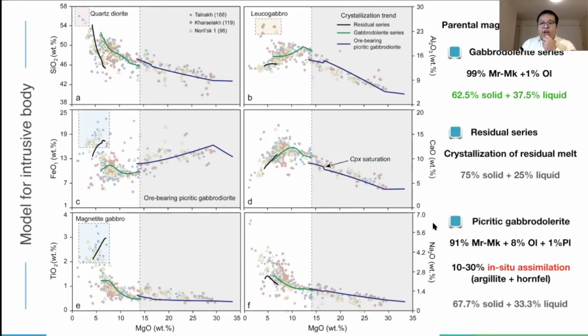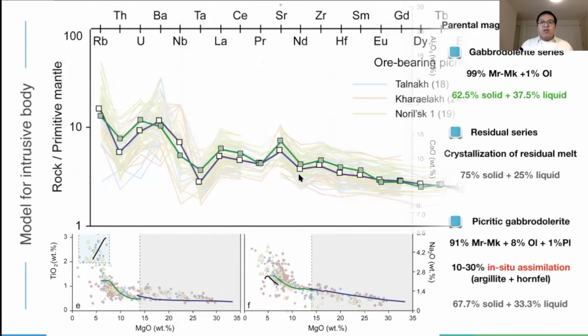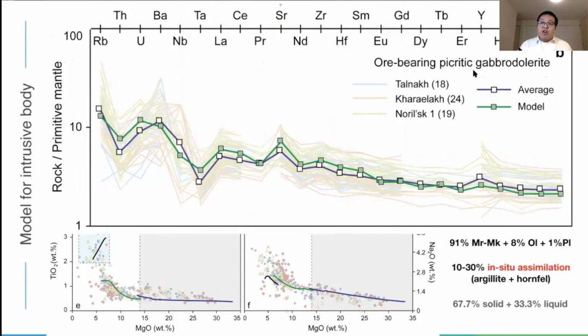And the most important thing is the picritic gabbronorite series. We can see that here, because there are many xenoliths and many olivine and feldspar crystals, I think the parent magma is 91% of MR to MK and 8% of olivine and 1% of feldspar. And then doing 10 to 13% of in-situ assimilation. In this assimilation, we don't include the anhydrite. And then we can see that the cumulate of 67% solid and 33% liquid has matched the major elements of the intrusion. The trace elements are also matched very well for the picritic gabbronorite.